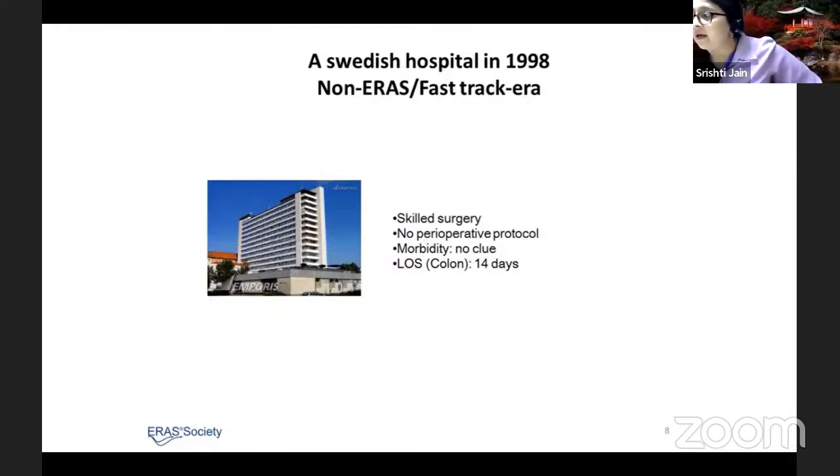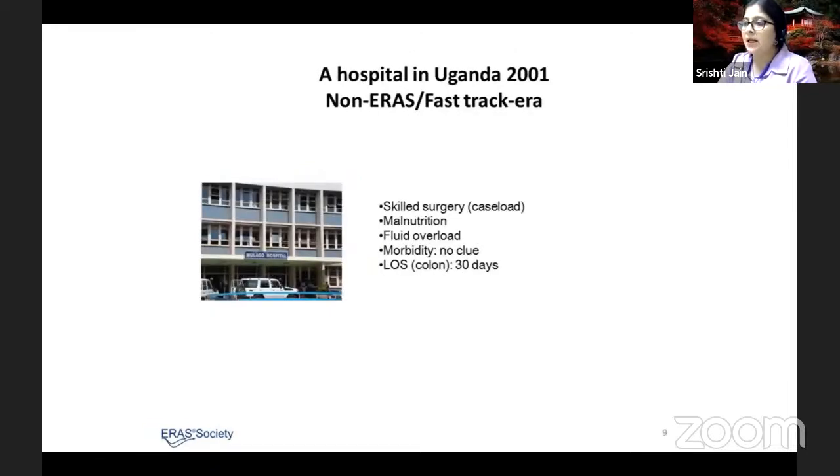And the surgeons were skilled, but there was no perioperative protocol. They were skilled surgeons, but not following the protocol. So they had no clue about the morbidity. And the length of the stay for a colon surgery was anywhere around 14 days. He also happened to work in a hospital in Uganda in 2001, in the non-ERAS era.